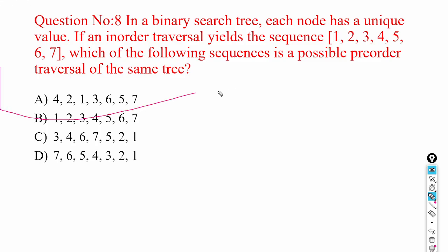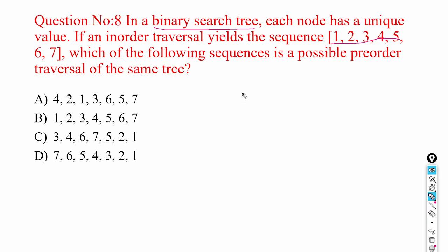So here, the in-order traversal of a binary search tree gives the sorted order. Every time, the in-order traversal of a binary search tree always gives the sorted order. So if an in-order traversal is 1, 2, 3, 4, 5, 6, 7, it is sorted order. So we need to find the possible pre-order traversal of the same tree.